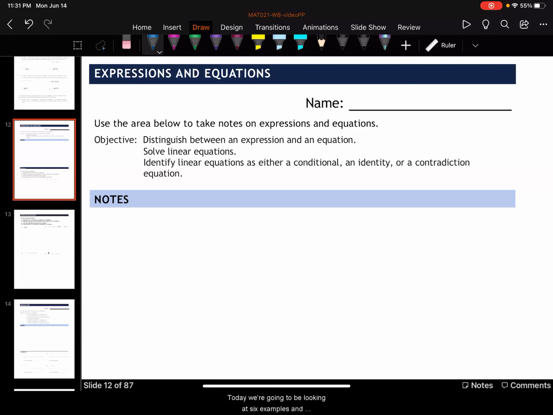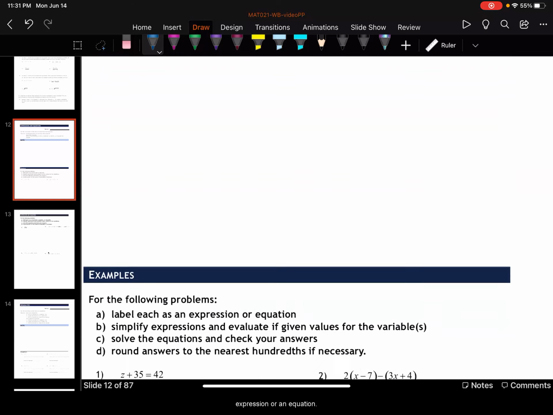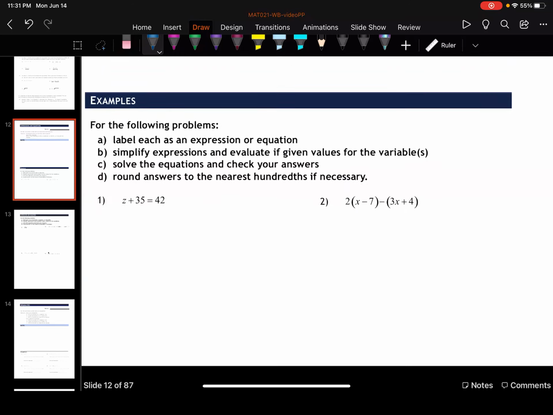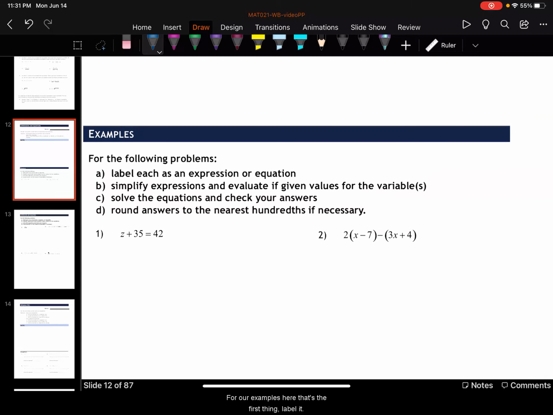Today we're going to be looking at 6 examples, and in those examples we're going to determine if it's an expression or an equation. For our examples here, that's the first thing, label it. We are going to simplify the expressions, evaluate it if we have been given values for the variables. If it's an equation, we're going to solve it, and we recommend that you check your answers. And any answers we do get, we're going to round to the nearest hundredth if necessary.